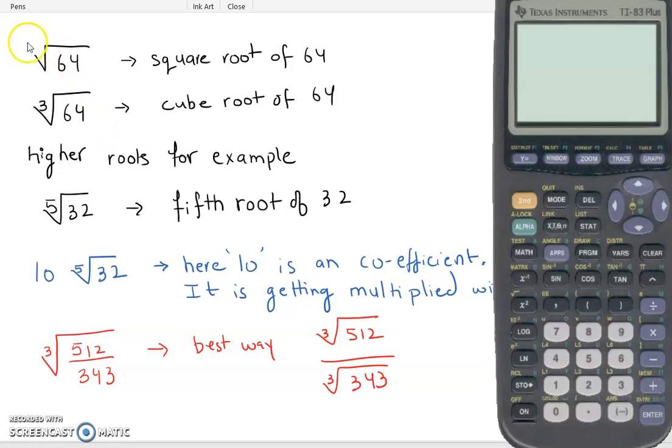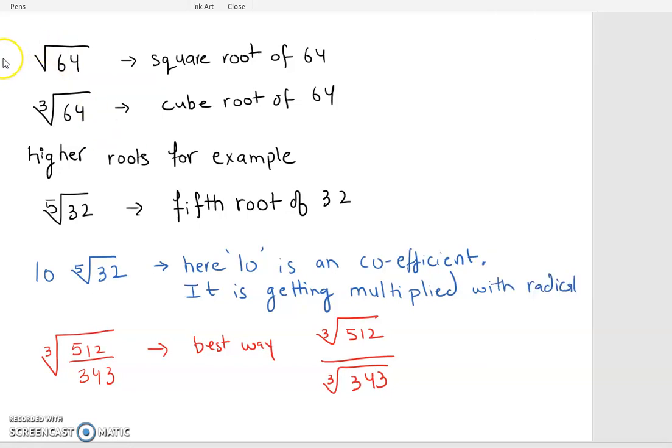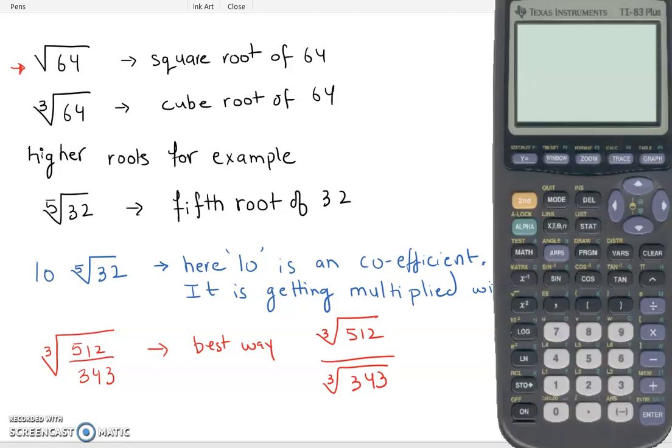The first example I want to show is the very simplest one, the square root of 64. Because the index is invisible, there's a 2 here. That's why it's called a square root. And the radicand here is 64. So how do we find this using our calculator? The method I'm showing is not the only way to do it, but it's the most common one. If you have another way of getting these answers accurately, you are free to use that method as well.